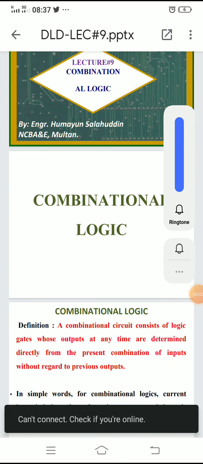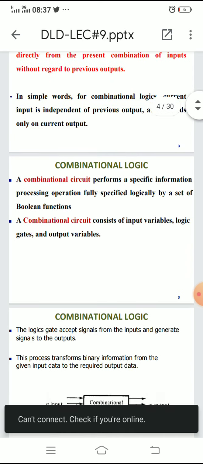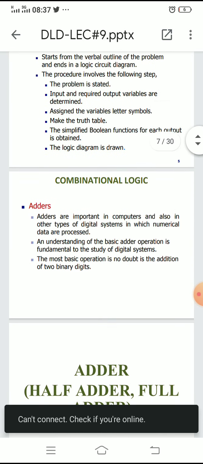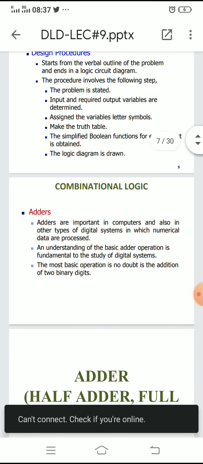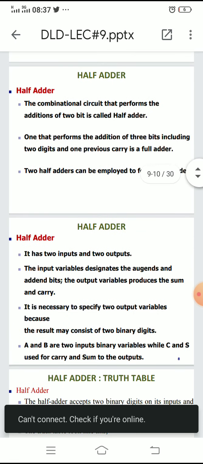Assalamu alaikum students. In the last lecture we discussed combinational logic, and after that we discussed adders. In a half adder we have two inputs and two outputs.